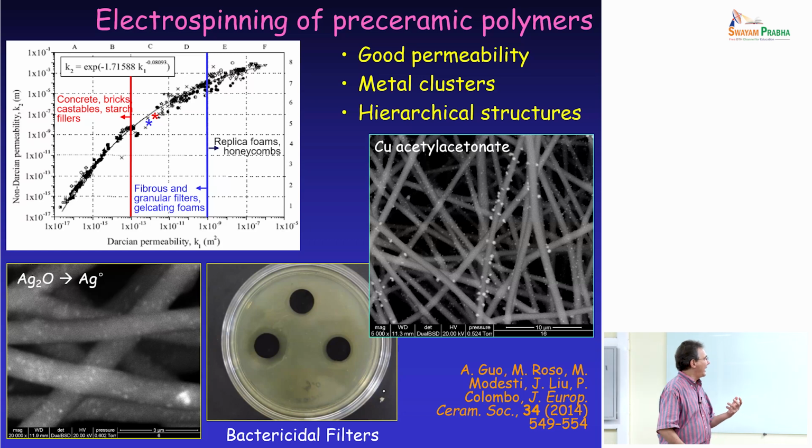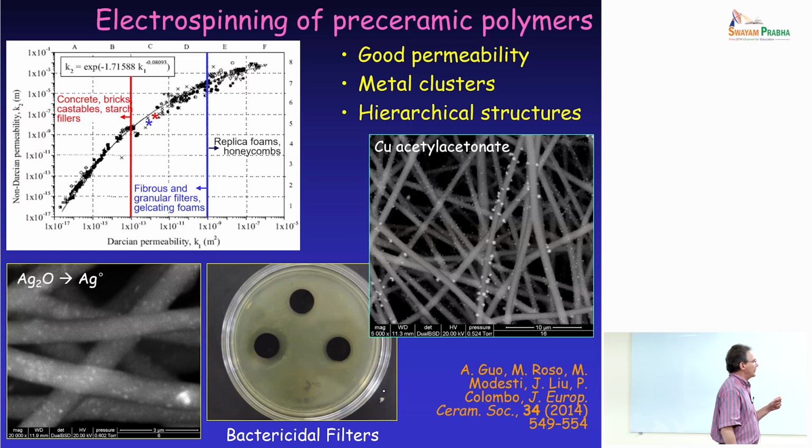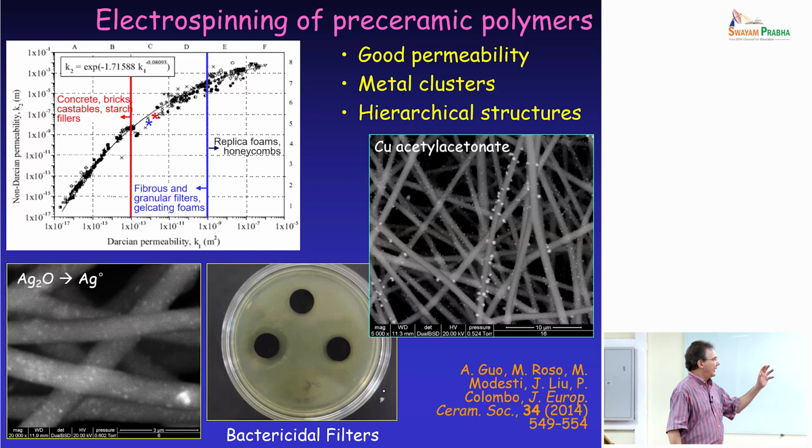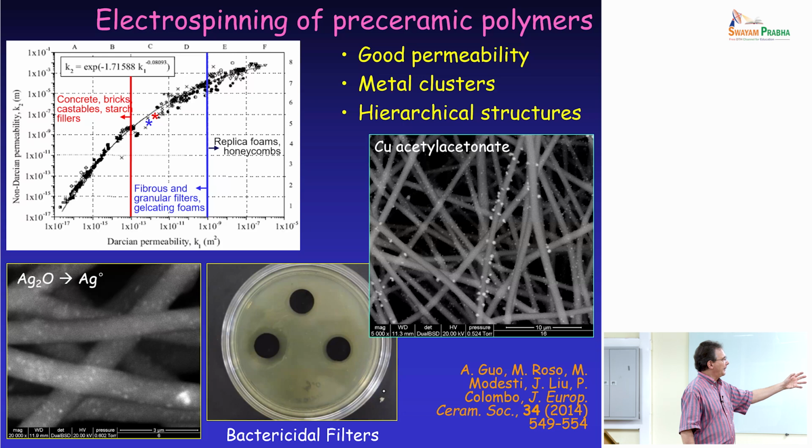For instance, if you add a metal precursor in the form of an acetate or acetylacetonate, you can have a solution that you can electrospin properly. During pyrolysis, copper ions not only coalesce, but they also get reduced to metallic copper. So in this way, you can make, in our case, nanofibers or submicron fibers decorated with metallic nanoparticles for catalysis applications.